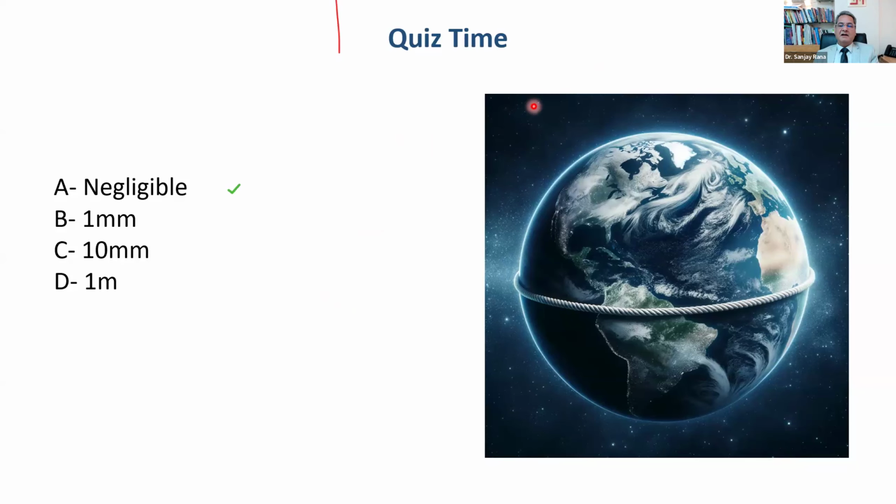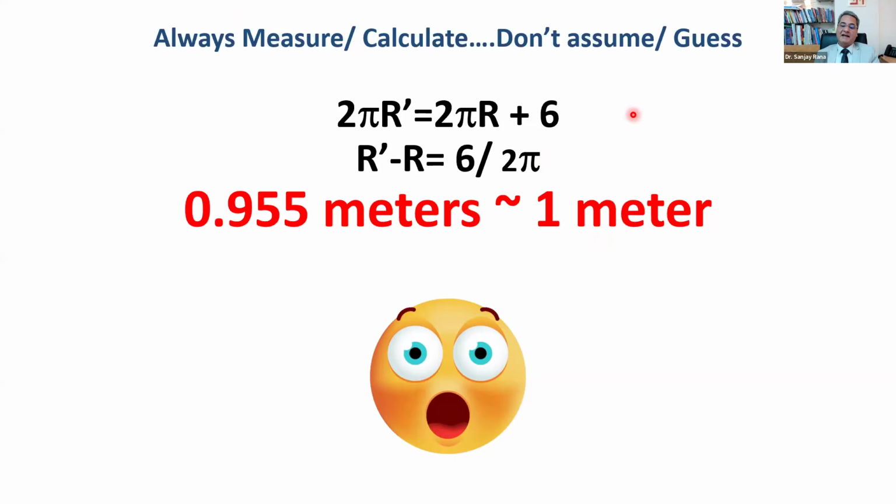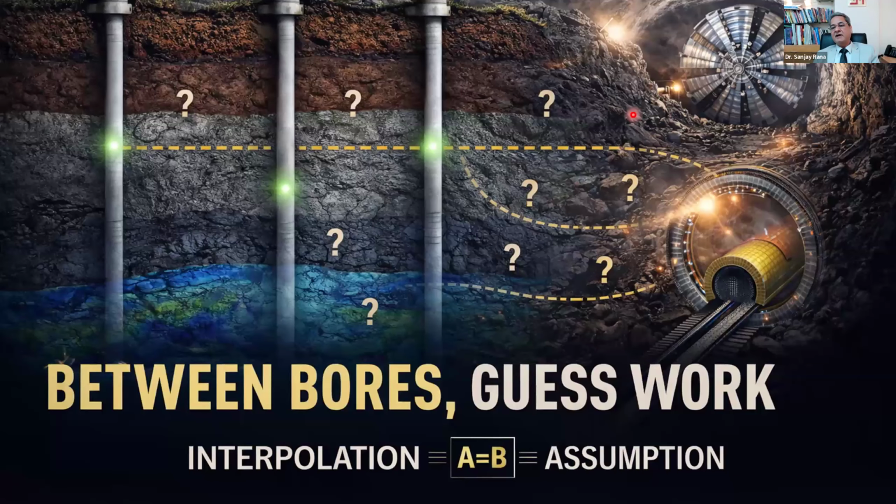Unbelievable, right? The only answers were negligible and 0.1 mm because we were just assuming. And what we were told just before this question: always measure or calculate, don't assume or guess. So keep this question in your mind always after this webinar, that whenever we are dealing even with the simplest problem, as engineers, we are supposed to calculate and measure, not assume and guess. Unfortunately, that's what we are doing in the engineering world all the time.